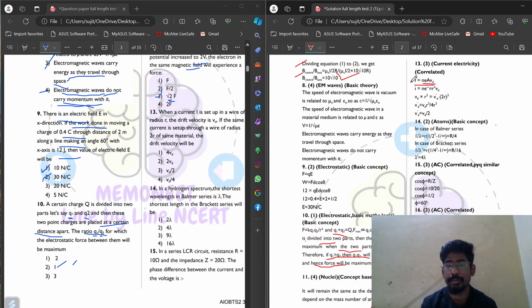So if you see the formula here, I equals nEAvd, where vd is the drift velocity and A is our cross sectional area. It is said that when current I is set up in a wire of radius r, the drift velocity is vd. If the same current is set up through a wire of radius 2r, of the same metal, what will the drift velocity be? You have to calculate the change in the drift velocity.